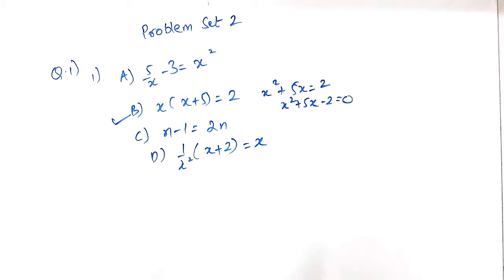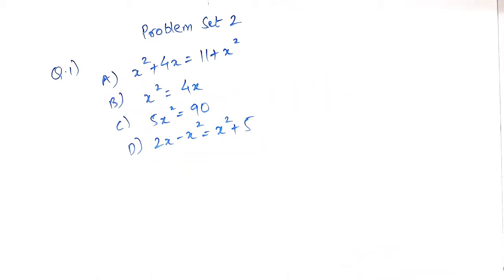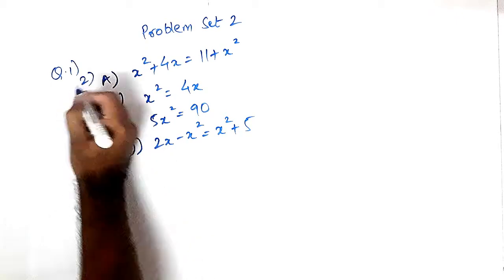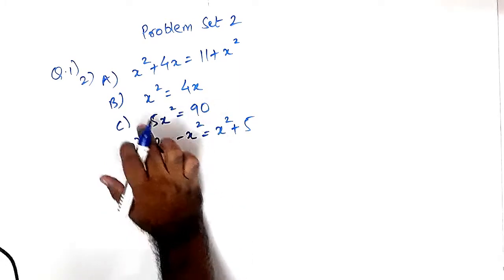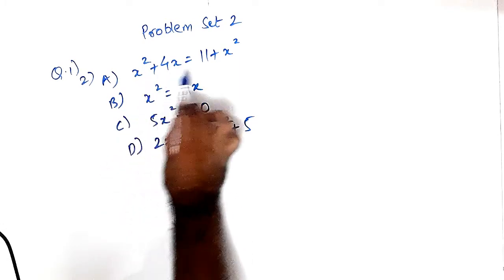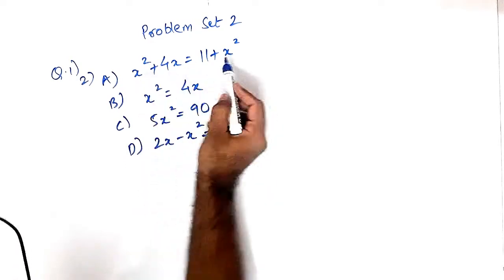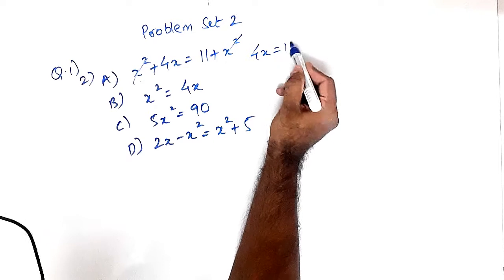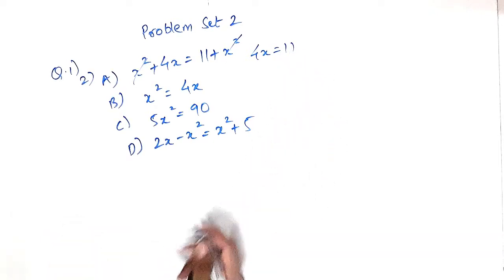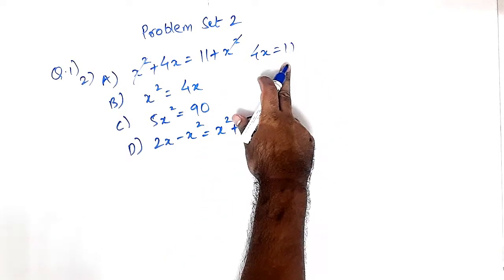Okay. Then question 1 sub question 2 says that which of these is not a quadratic equation. So what you will do here, you will see quadratic equation. Here if you see x square is getting cancelled because it is on either side. So what remains is 4x equals to 11. So this is not a quadratic equation.